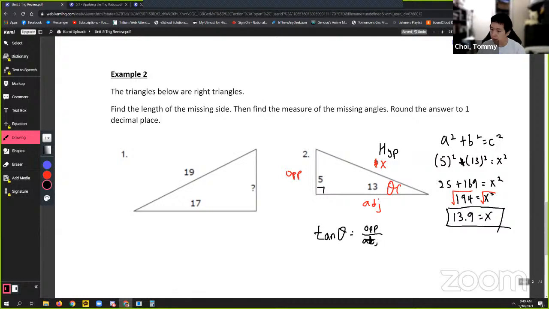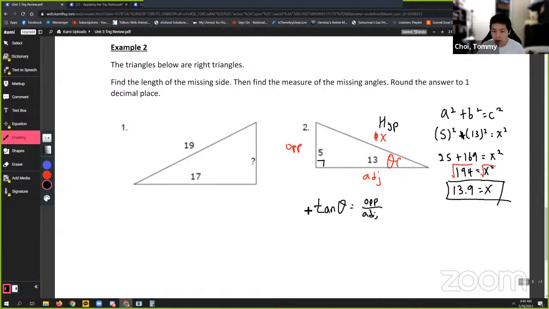And the reason for that, and Lorraine typed tan in chat as well, is because we have opposite and we have adjacent, right? These are values that were given to us from the beginning. So since they were given from the question, we want to use those values, and the ratio that uses both of them is tan, opposite over adjacent.